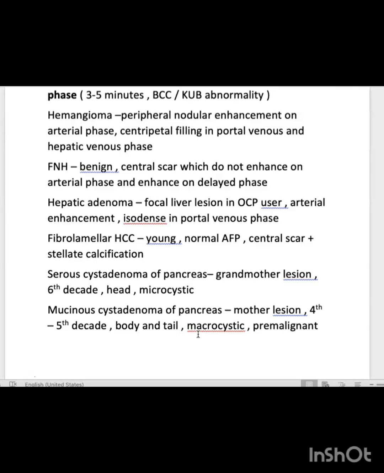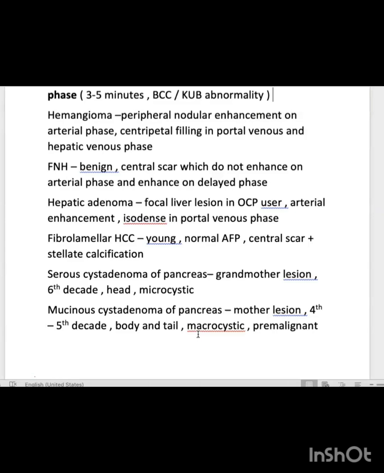So to summarize, arterial enhancement will be seen in HCC and hepatic adenoma. In HCC, there will be hypodense on portal venous phase, whereas in hepatic adenoma, there will be isodense on portal venous phase. And the lesions which do not enhance on arterial phase but enhance on delayed phase include FNH and hemangioma. Hemangioma though fills up, but FNH will not fill up.